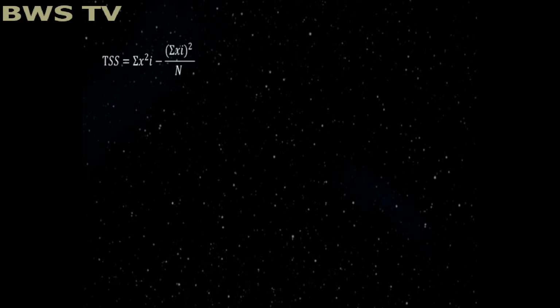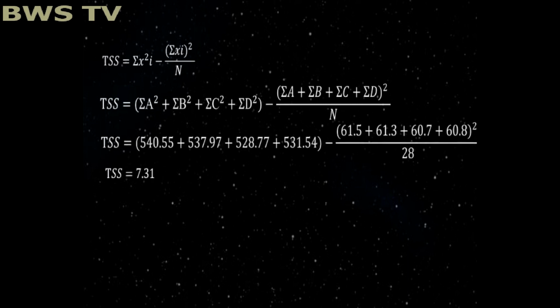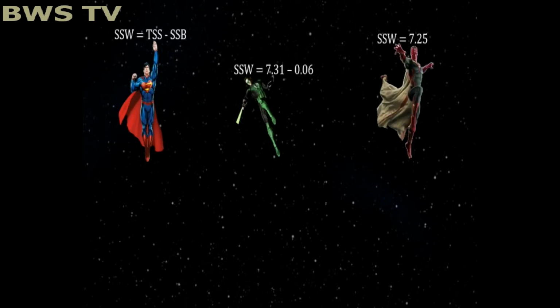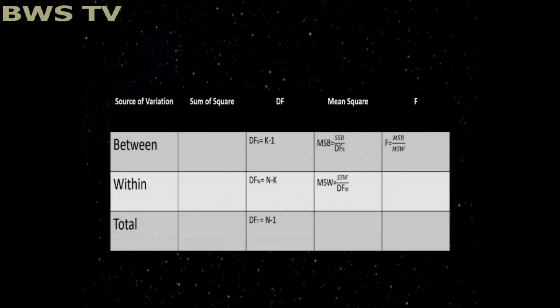Now let's go with TSS. Just substitute the accurate numbers again and then you get the answer of 7.31. Then we have the SSW. Just substitute the right numbers and then you get the answer of 7.25. Here we have the answers in the sum of squares, where between is 0.06, within is 7.25, and total of 7.31.